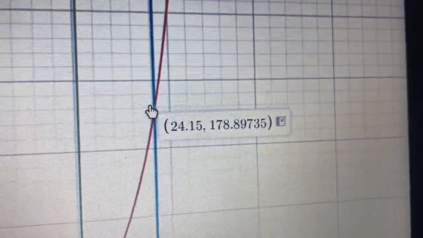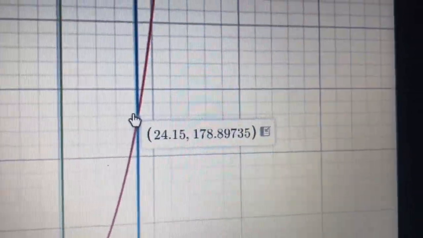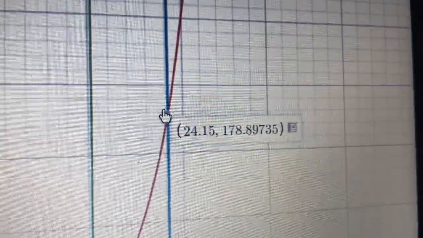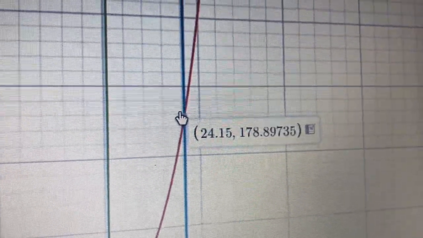Beth was a little more off. She was off by $24.15 in the last month. And so she has to pay a fine of $178.90.